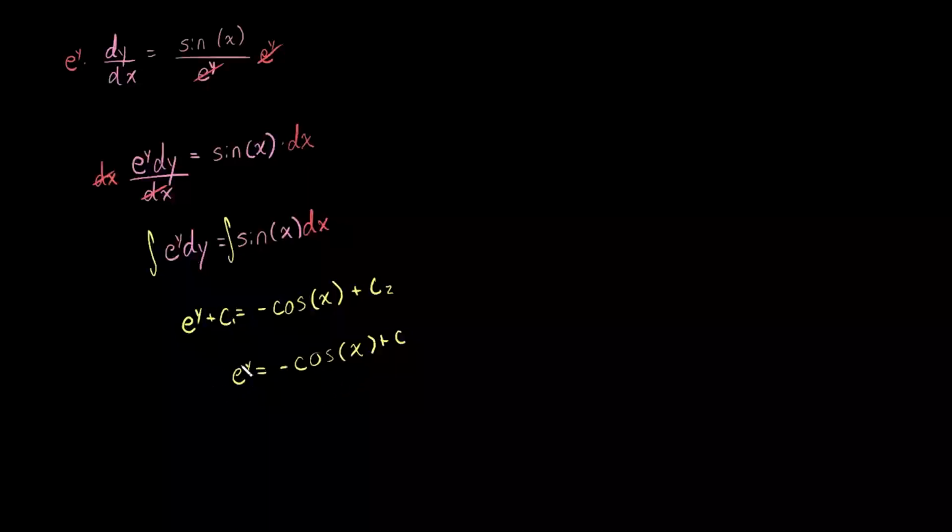From there, we want to get y alone so we can solve for our dependent variable. We can take the natural log of both sides. So I'll take the natural log of the left-hand side, and the natural log of the right-hand side. What we're left with is y is equal to the natural log of negative cosine of x plus c.